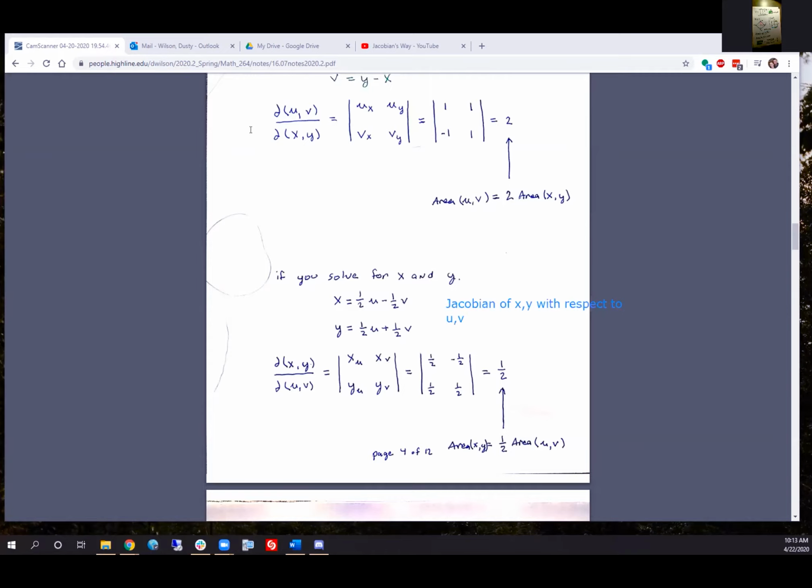So the Jacobian here is going to represent the scaling factor that we care about. And the Jacobian, notice in the top case, we have the u's and v's in the numerator and the x's and y's in the denominator. Below, we have the x's and y's in the numerator, the u's and v's in the denominator. And so the scaling factors are going to be reciprocals of each other, as we discussed yesterday, because in one case, you're switching from uv to xy. In the other case, you're switching from xy to uv.